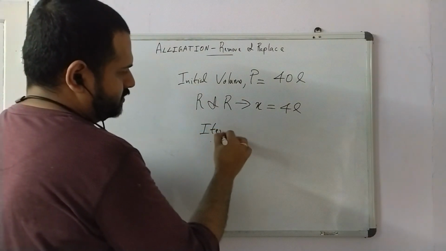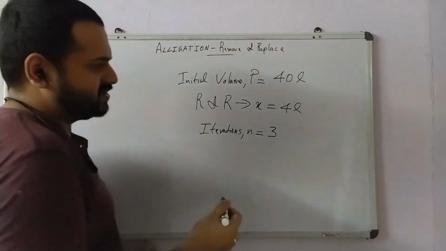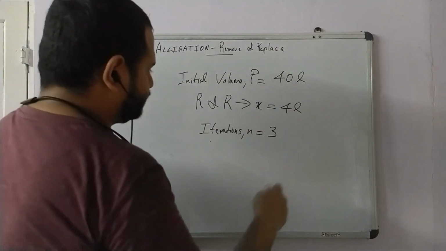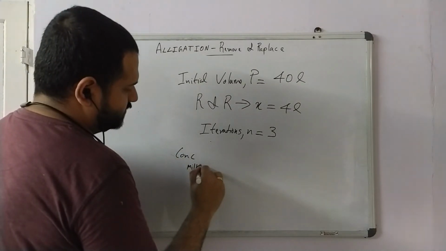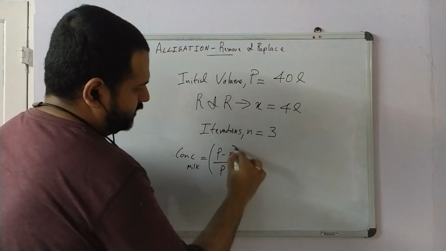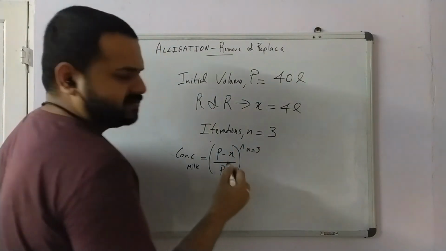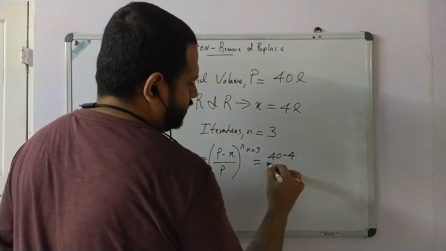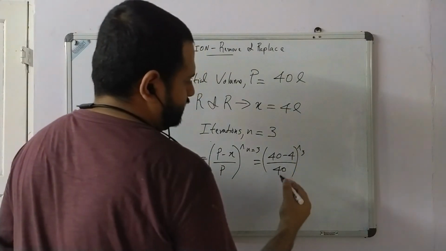So how many iterations do we have? 3, right? Because they're saying first time they're removing it and then they're doing 2 additional iterations, so hence 3 in total. So what is the concentration of milk? P minus X by P raised to 3, right? Because N is equal to 3 here, because we have 3 iterations, right? So what does that give us? 40 minus 4 upon 40, the whole raised to 3, right?